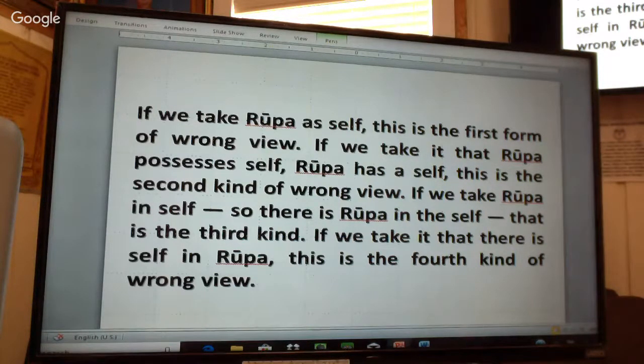The first round view is that. But in the other round views, number 2 to number 4, material, feeling, perception, mental formation, consciousness are different from the soul. The soul is another thing. Material, feeling, perception, mental formation, consciousness are different, but they connect.